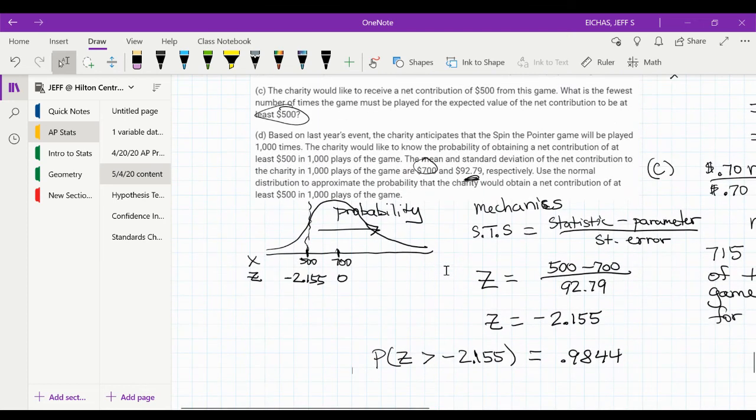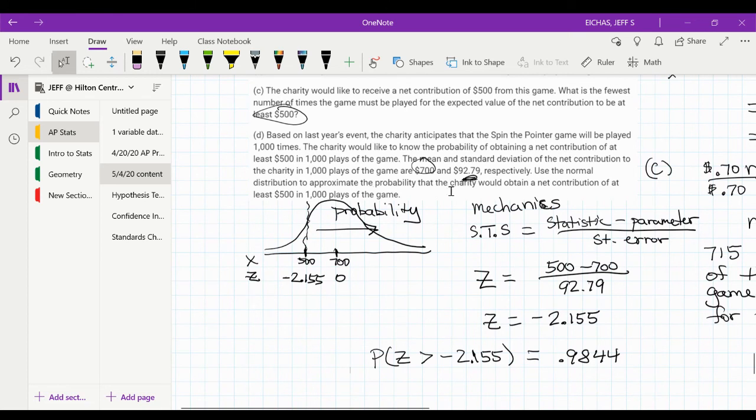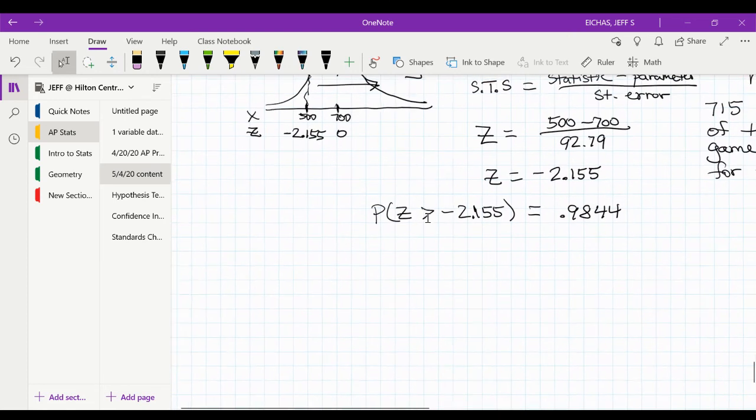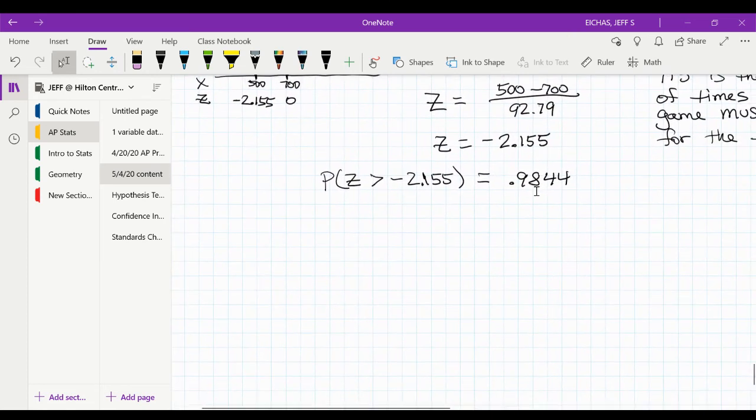That is it for, let's see, just double checking here. Use the normal distribution, approximate the probability. That's your probability right there.